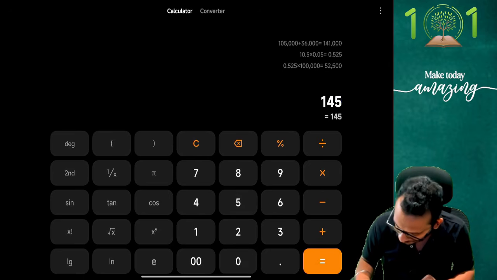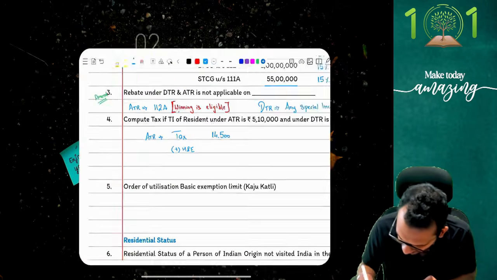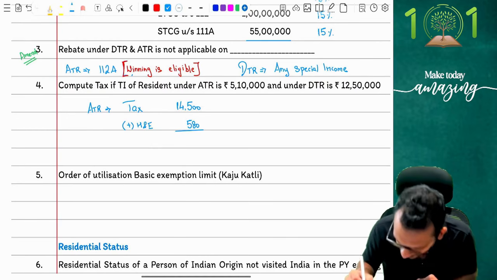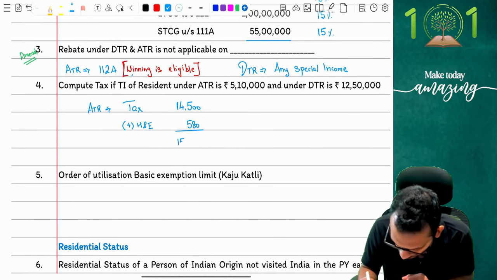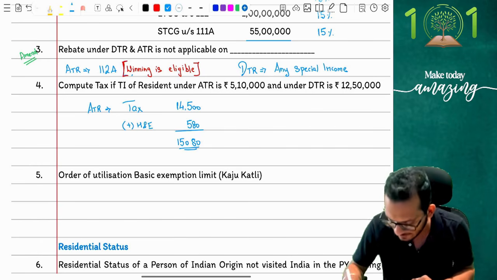Sorry, 14,500 into 4 divided by 100. Answer is 580 rupees. So which means 580 is getting added to my statement. With 580 getting added to my statement, the answer is going to be 15,080. This is how the conversation is going to look like. Clear? Yes, that is what the rules are.